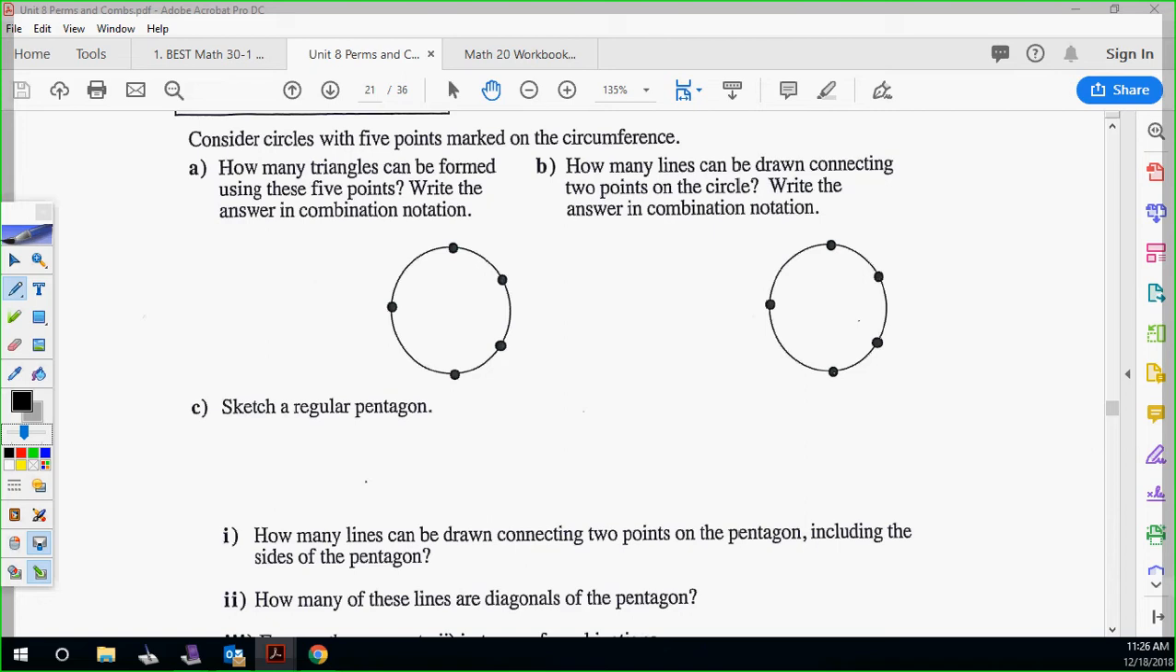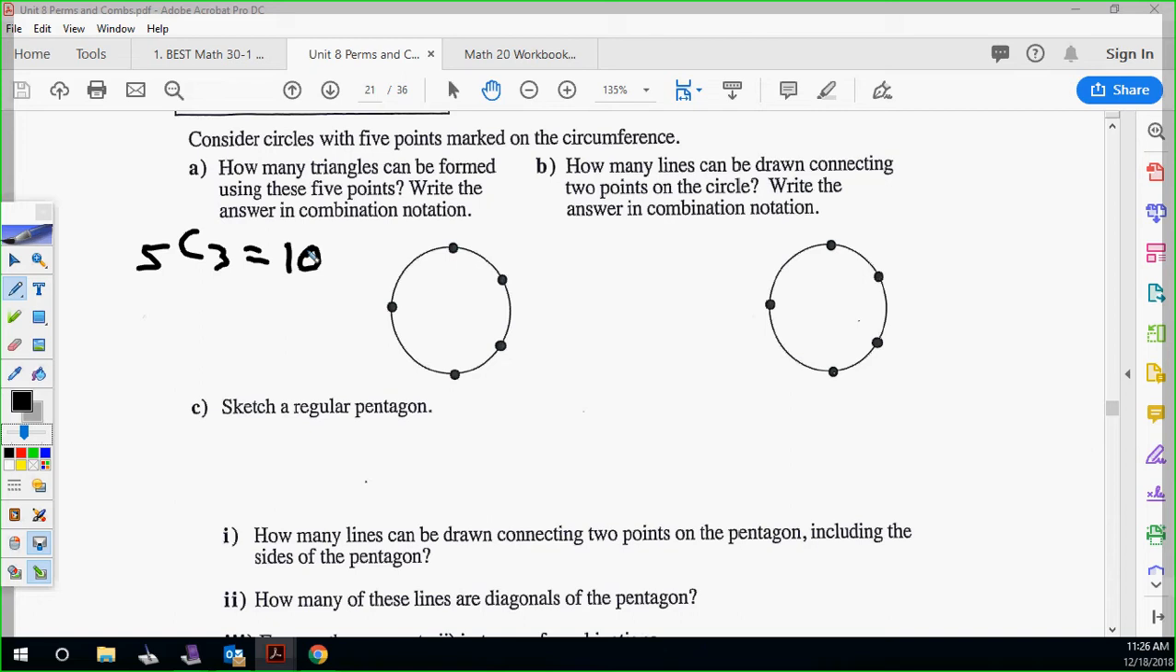How many points are needed for a triangle? 3. So it's 5C3. 10. 10 different triangles you can do. Yeah, that's the point. We don't want to do that.